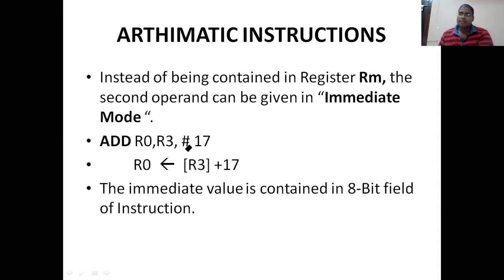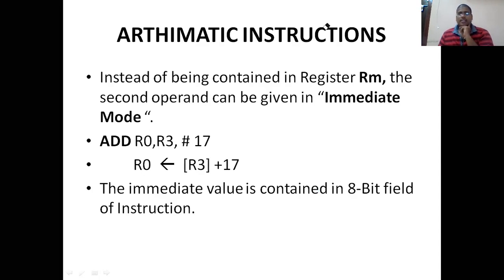How can I say it is an immediate value? Whenever it is followed by hash, we can easily identify that it is a value. It may be some hexadecimal value, because generally we write them in hexadecimal format. So here, ADD R0, R3, #17. What does it mean? Here R3 is going to be added with 17, and whatever result is obtained is going to be stored in the R0 register.